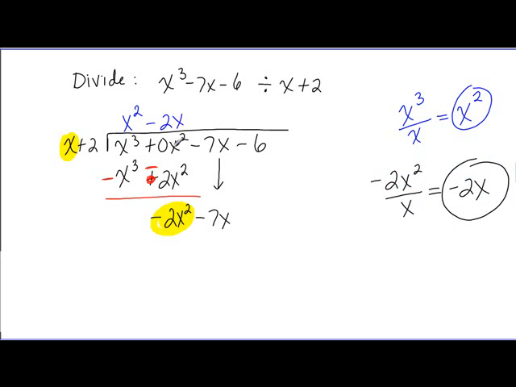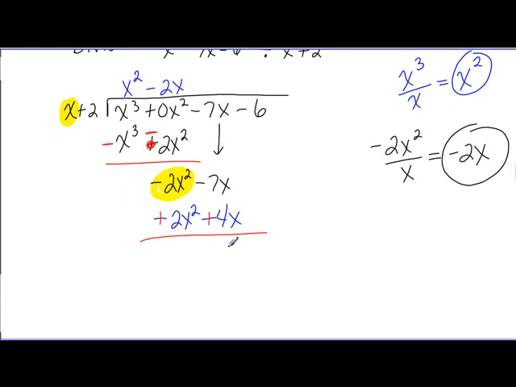Distribute negative 2x into x plus 2. Change your signs and add. Negative 7 plus 4 would be negative 3x. Minus 2x squared plus 2x squared is 0. Bring down the minus 6. And now I'm looking at negative 3x divided by x, which would be minus 3. That's the next thing that gets written on the top.